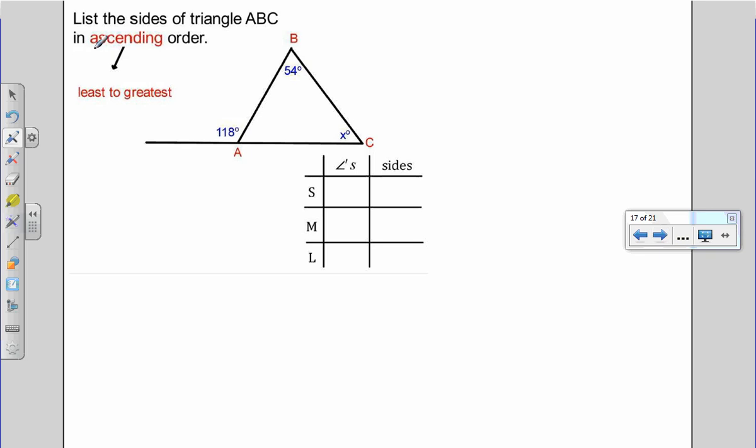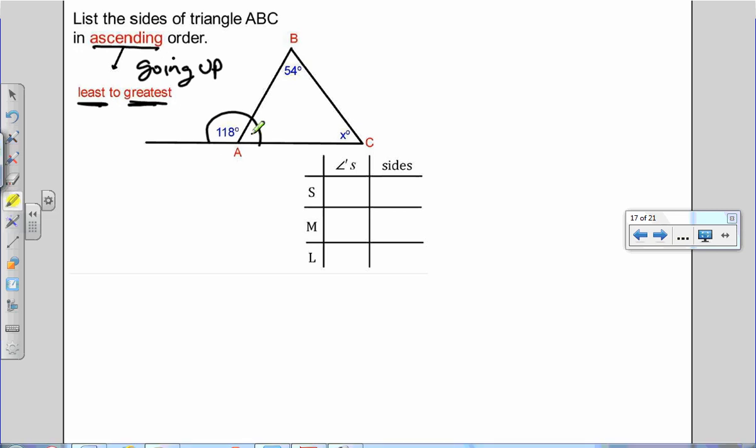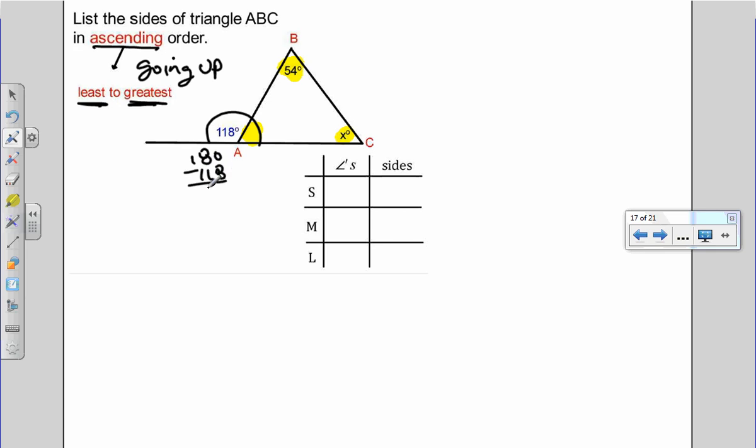List the sides of the triangle in ascending order. Ascending, to ascend a staircase, you're going up, going up. So that means we're starting small and ending big. Well, we have to use a lot of tricks on this problem. First, you got to figure out angle A. Well, the angle 118, and this yellow one next to it add up to 180. They make a linear pair. 180 take away 118. That's 62. Angle A is 62.